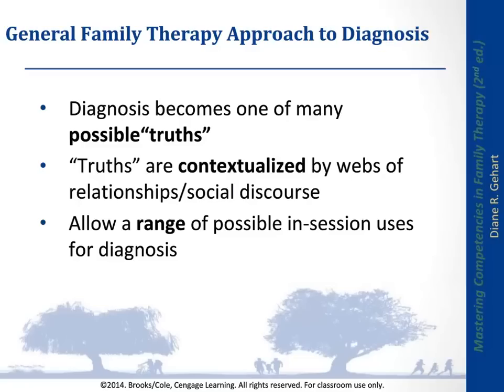And to look at what is the most useful way of understanding what's going on. And so this can allow for a range of possible in-session uses and possible ways to describe the problem, and finding one that fits with a particular client and from how they're seeing things, how the family is seeing things, from within a cultural perspective, as well as looking from the theoretical perspective, how best to conceptualize what's going on. And so to sum up, as a family therapist, a diagnosis is one of many descriptions rather than the driving force behind the treatment.